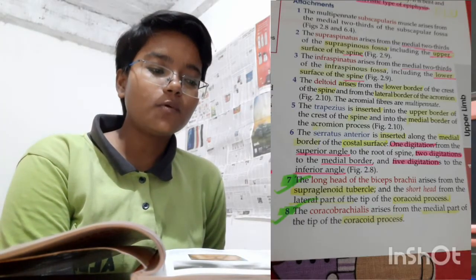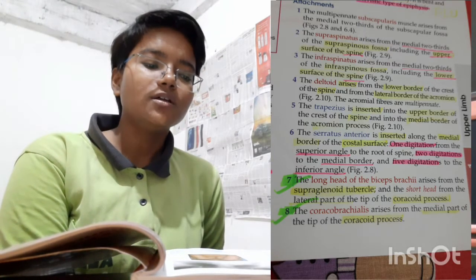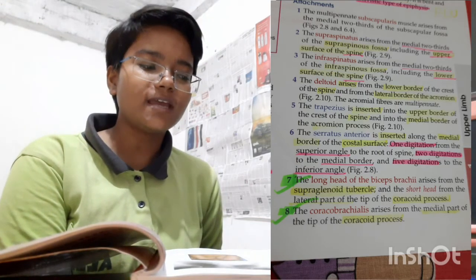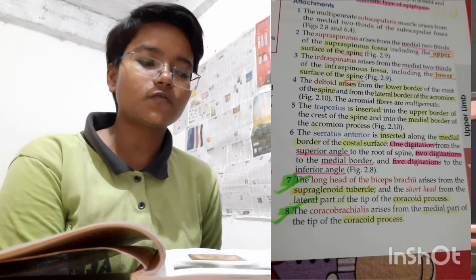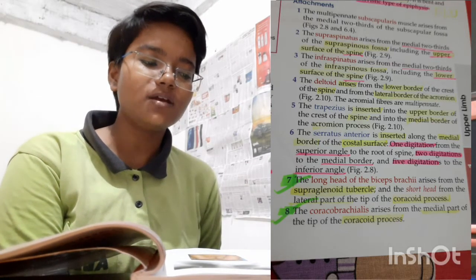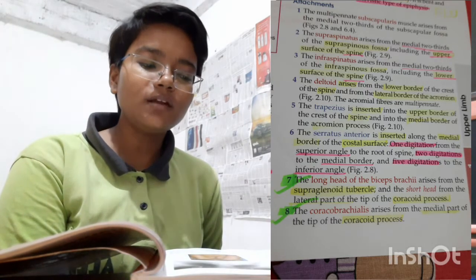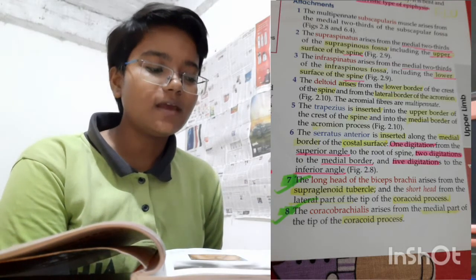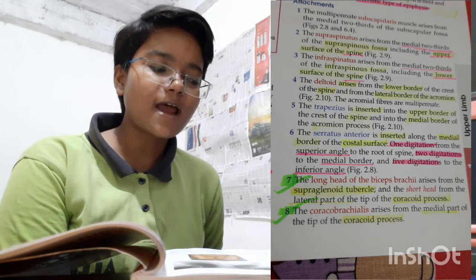Now attachments. The multipennate subscapularis muscle arises from the medial two-thirds of the subscapular fossa. The supraspinatus arises from the medial two-thirds of the supraspinous fossa, including the upper surface of the spine. The infraspinatus arises from the medial two-thirds of the infraspinous fossa, including the lower surface of the spine. The deltoid arises from the lower border of the crest of the spine and from the lateral border of the acromion. The acromion fibers are multipennate.